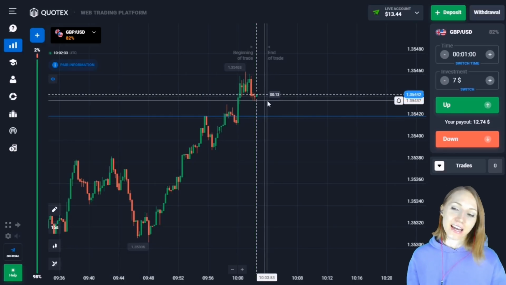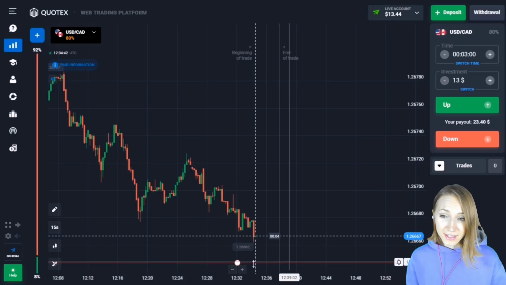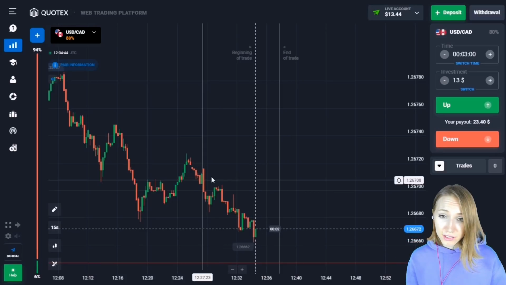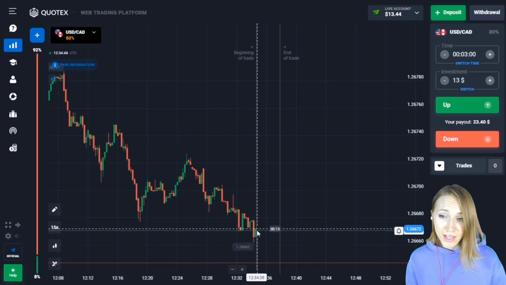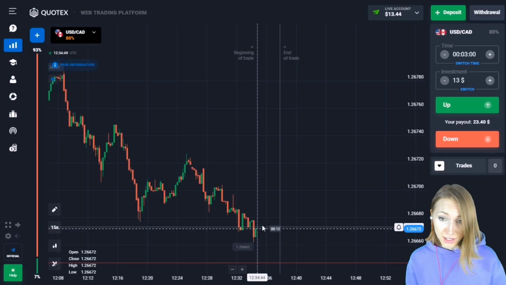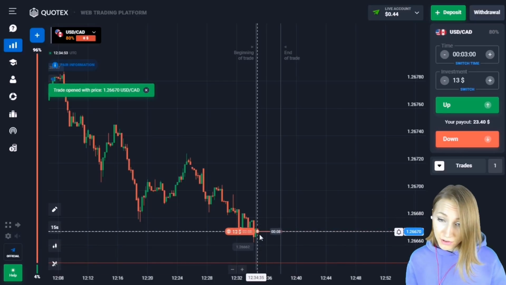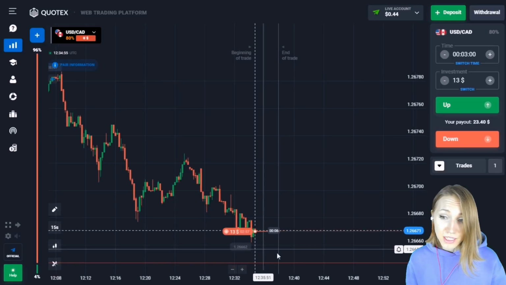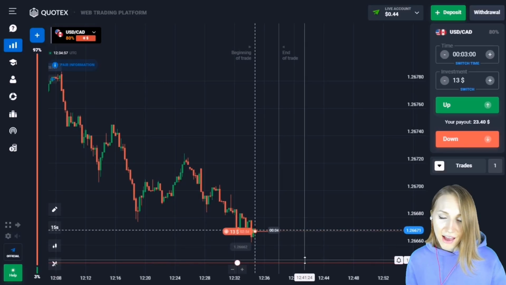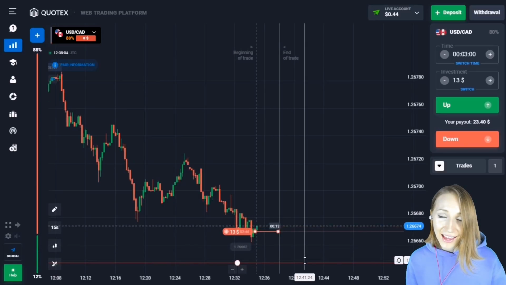So let's continue. Here you can see the support level, and you can also notice that there is a very good downward movement in this situation. So let's open a trade for 3 minutes, down, because there is still room to the support level, and I think the price will keep on moving to this level. So let's see what we can have here.